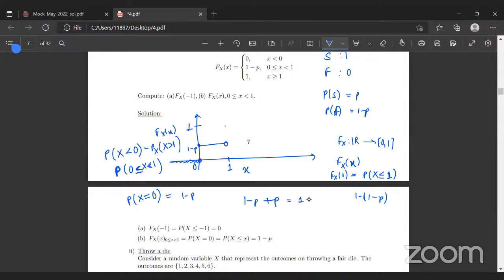Didn't get this, ma'am. How is it getting 1? Ma'am, if we have to calculate Fx of 1, I am talking about the CDF, not the PMF. It is 1. Your voice is not clear. Hello. Yes, ma'am.